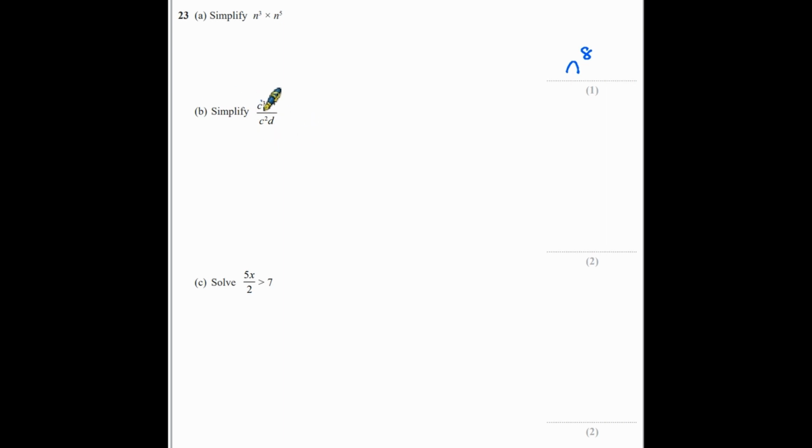Look at the c's. c to the power 3 divided by c to the power 2. So that's 3 minus 2 is 1. We simply end up with c. Then look at the d's. We have d to the 4 divided by d to the 1. So 4 minus 1 is d cubed. c d cubed. Part 3, solve. 5x over 2 is greater than 7.